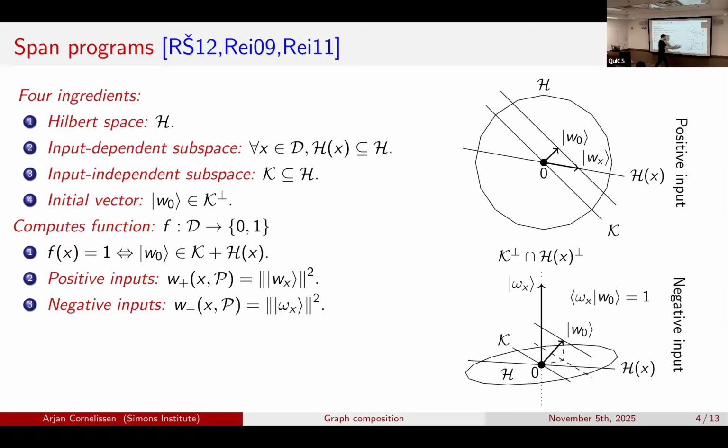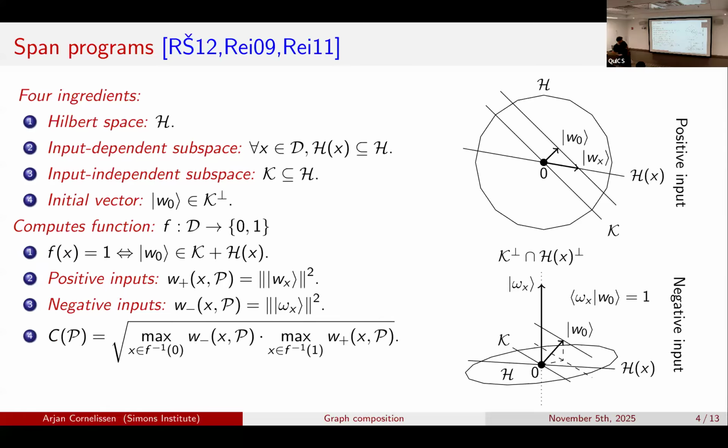And so in that case, I'm going to refer to this get omega x as negative witness, and I'm going to look at the negative witness size as the norm squared of that. And then the final thing I'll define is that the complexity of the span program will be the square root of the maximum of the negative and the maximum of the positive.